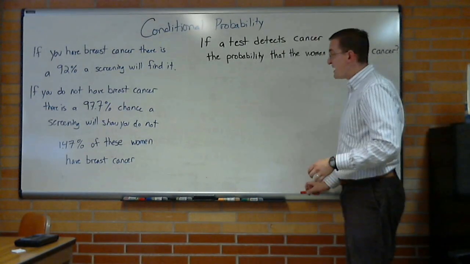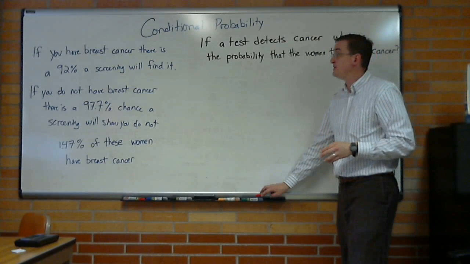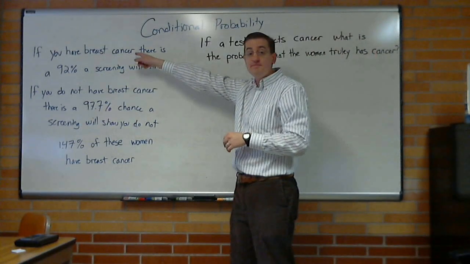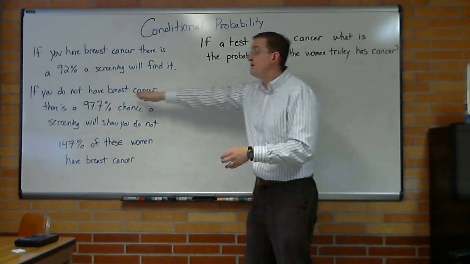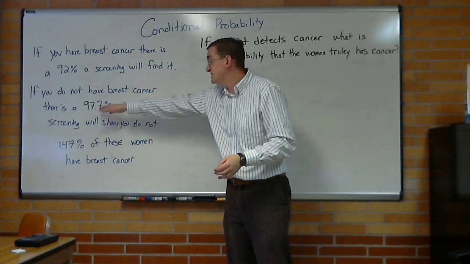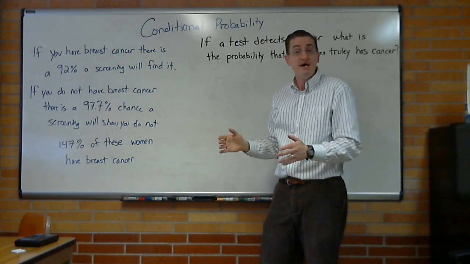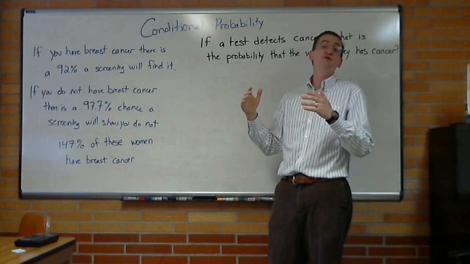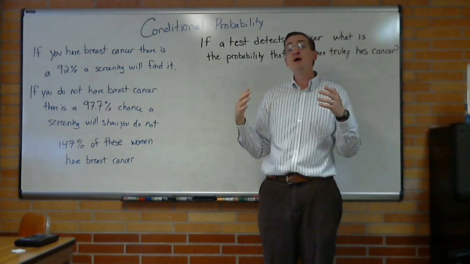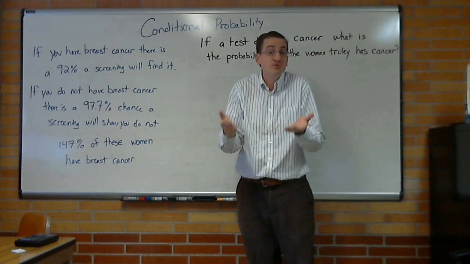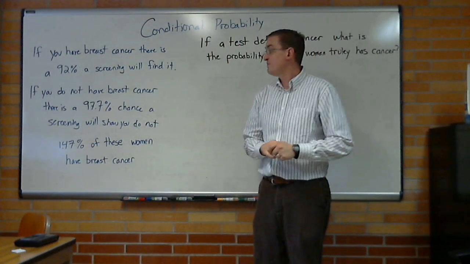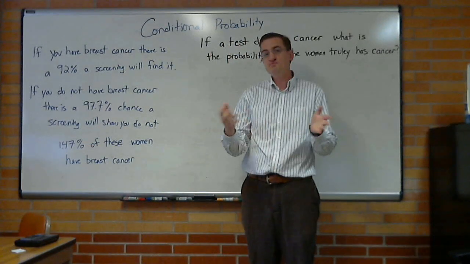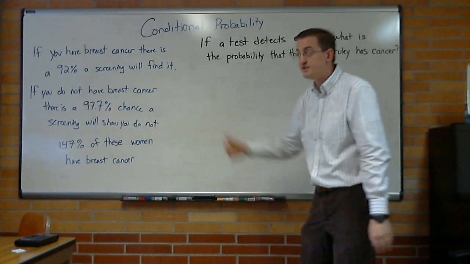Let's start with what happens if you go in for breast cancer screening. If you have breast cancer, there's a 92% chance that it'll catch it, and that's good. If you don't have breast cancer, there's a 97.7% chance it won't catch it, and that's good. Now, these numbers do depend on which type of woman we're talking about, and we are talking about a woman who has a real chance of having cancer. So only 0.0147%, these would be older women who have a high risk.